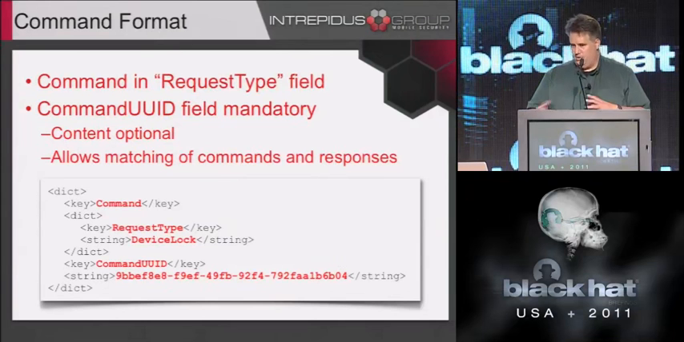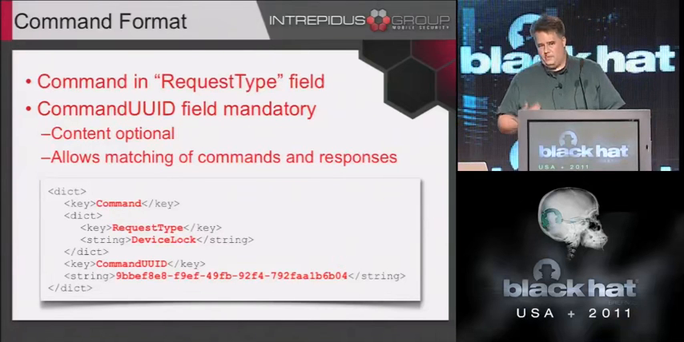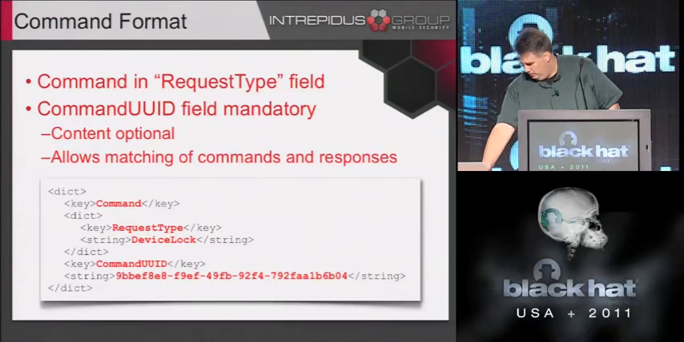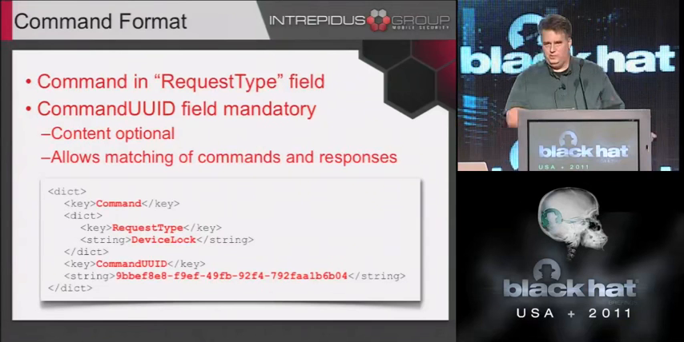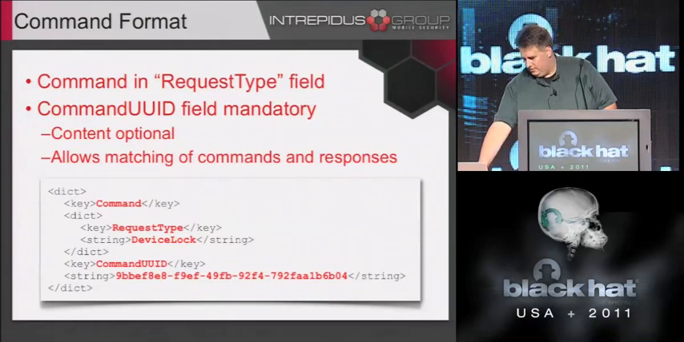Because the command goes to the device, the device hangs up, does the command, then comes back with a response, there's no link, no connection between the command and the response. So this command UUID allows the server to associate what it hears back from the device with the command that it issued. Otherwise you might get responses from command 5 or command 1 right after you've issued command 5 and get all confused.